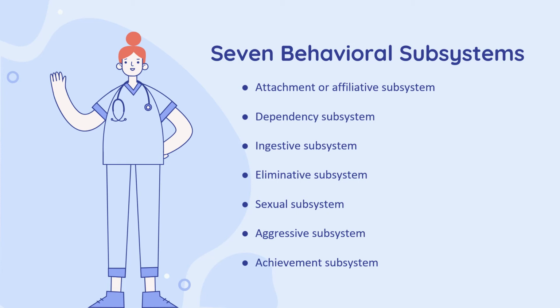The sixth is the aggressive subsystem. Aggressive subsystem relates to the behavior concerning protection and self-preservation, generating a defense response when there is a threat to life or territory. Its function is protection and preservation. And the seventh is the achievement subsystem. Achievement subsystem provokes behavior that tries to control the environment. It attempts to manipulate the environment. Its function is control or mastery of an aspect of self or environment to some standard of excellence.